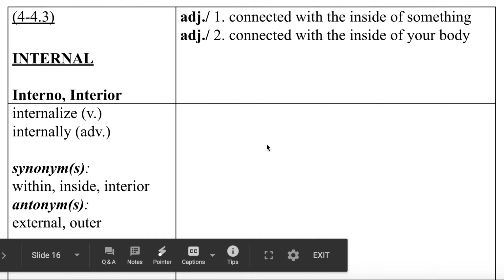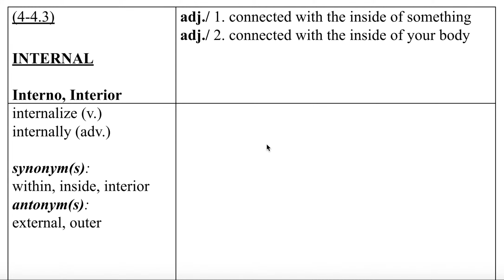slide here shows the definitions, and it says adjective. There are two definitions. They're both adjectives. So adjective 1 is connected with the inside of something in general, anything, and then adjective 2 is similar, but more specifically for medicine, talking about a person's body, connected with the inside of your body, and we use it a lot with the phrase internal organs. Your internal organs are like your heart, your lungs, your brain, your intestines, all the organs inside your body. Those are internal organs. In Spanish, it says interno or interior.